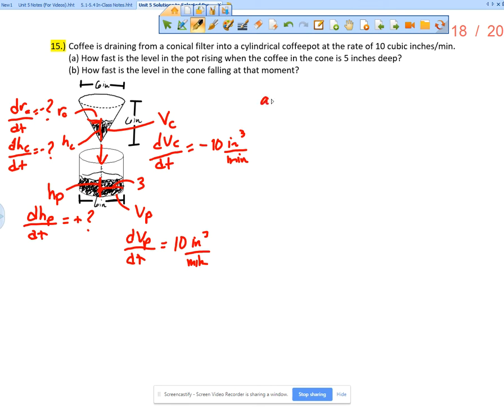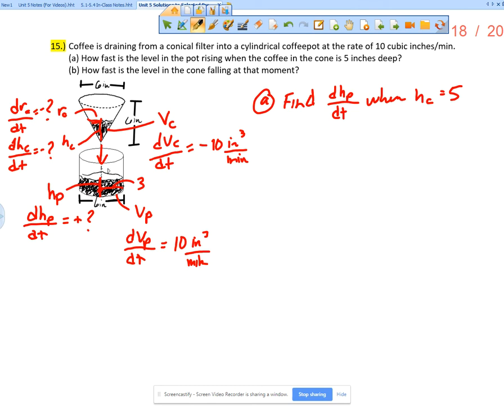Now, part A says, how fast is the level in the pot rising when the coffee in the cone is 5 inches deep? So we would say, find what, when what? Find how fast the level in the pot is rising, so that means dH sub P dt. That's what we want to know when the coffee in the cone is 5 inches deep, so that would be H sub C equals 5.